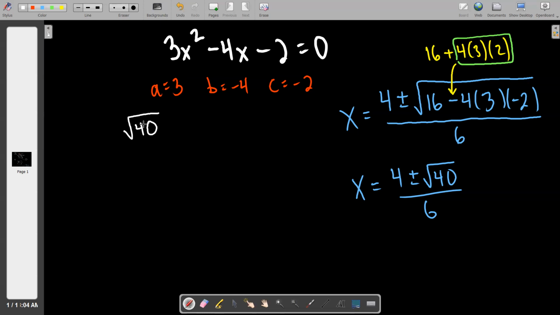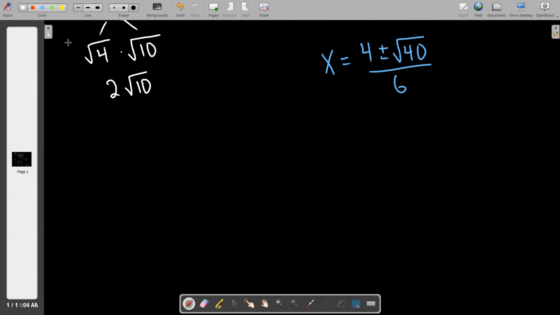There's 2 and 20, which is trash. There's 8 and 5, trash. Who's the non-trash? 4 and 10. So I'm going to write down, remember my branch, root, and I'm going to put a 4 and a 10. And what is the square root of 4? 2. So what I do now is I take that square root of 40 over there and I swap him out with his simplified version of himself, which means that my answer now, not done yet, is x equals 4 plus or minus 2 root 10 over 6.